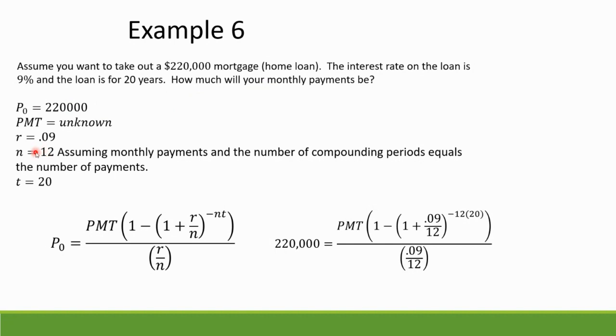So N, I'll get back to R. N, in other words, is 12. R is 0.09, okay? That's what R is. It's the APR, the interest rate as a decimal. This is going on for 20 years. All right, so here's our formula. Let's plug it all in. As you can see, we're plugging it in. Okay.